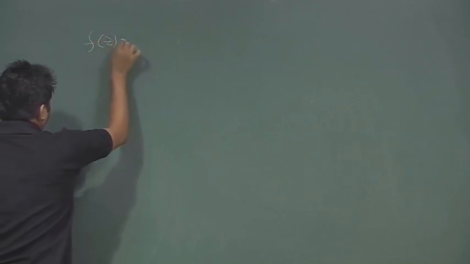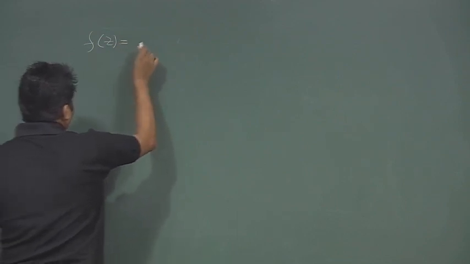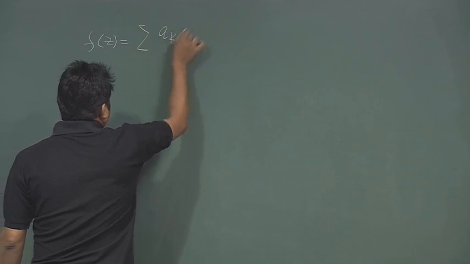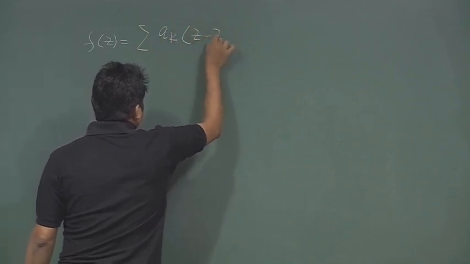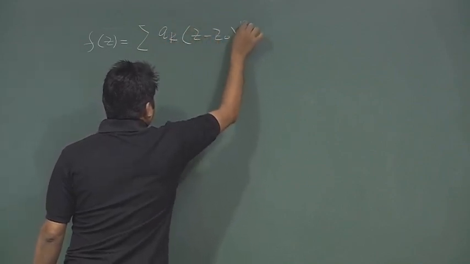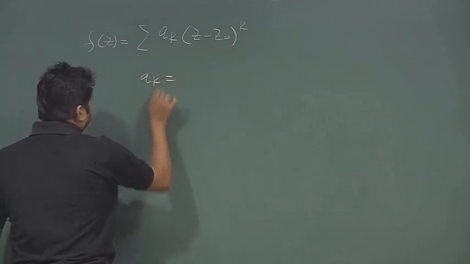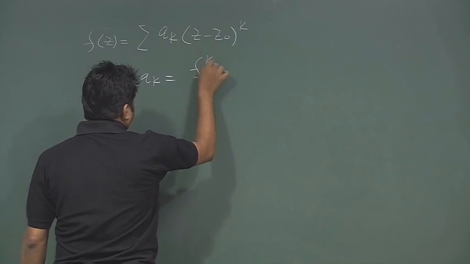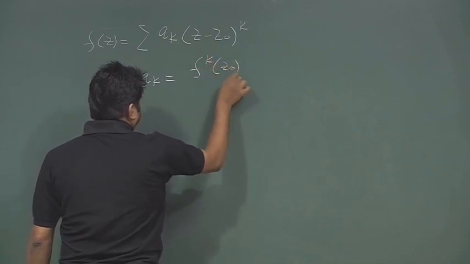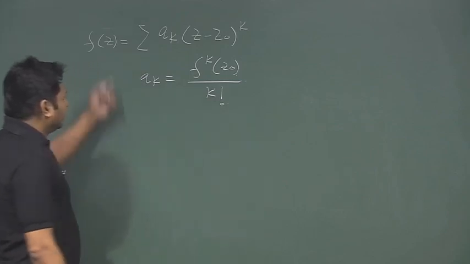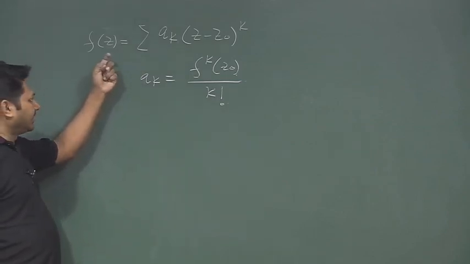Taylor series suggests if a function is analytic in some region G, then it can be represented in the power series in this way, where a_k is defined like this, f^(k)(z0) divided by factorial k. This is the expression of the Taylor series.